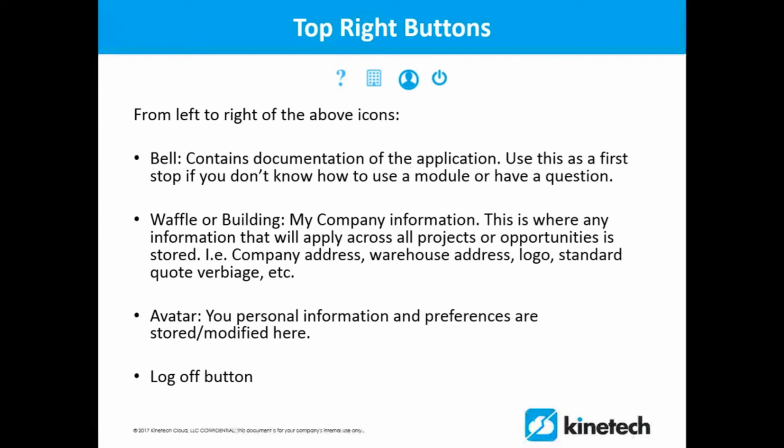The next is the waffle or the building icon. One of our partners pointed out that this building looks suspiciously like a waffle, and the name kind of stuck from there. This is where all of the information that will apply across all projects or opportunities is stored. So it is going to have all of your master templates for your company, i.e. your company address that will appear on all of your documents. If you have warehouse addresses that you want to pull through to your various projects, it'll have that. Your standard quote verbiage, and we'll take a brief look at that towards the end. And all of the other things that are going to be across everything. One new thing in there is also your schedule templates.